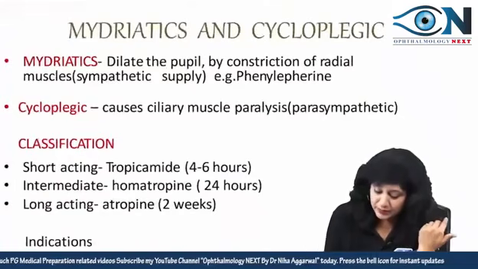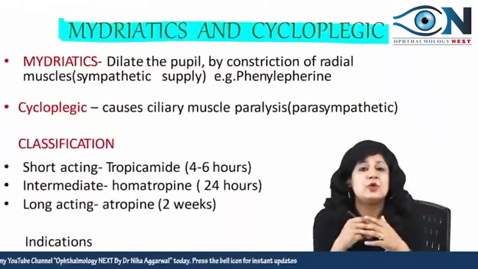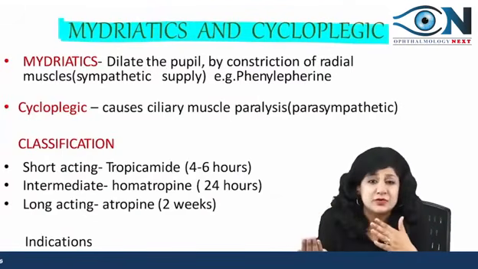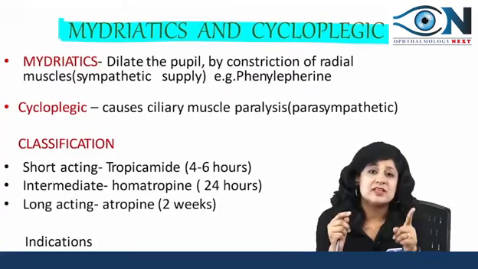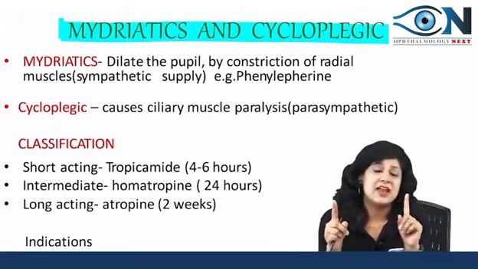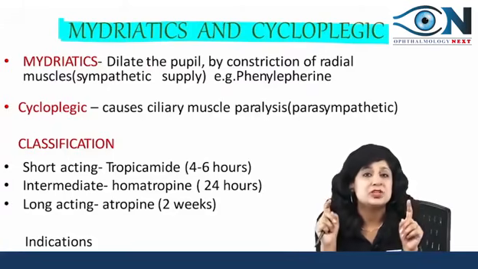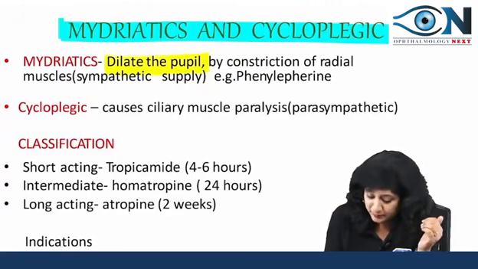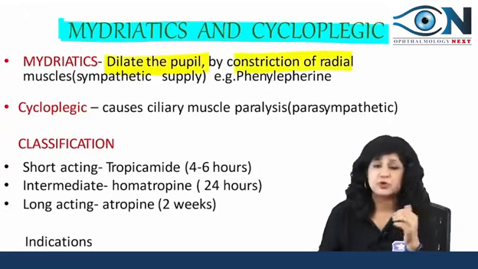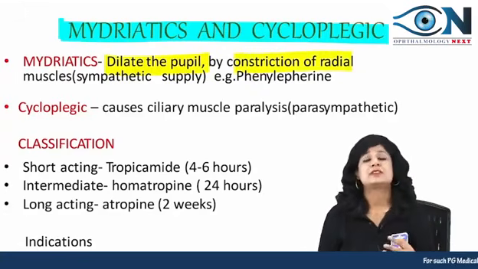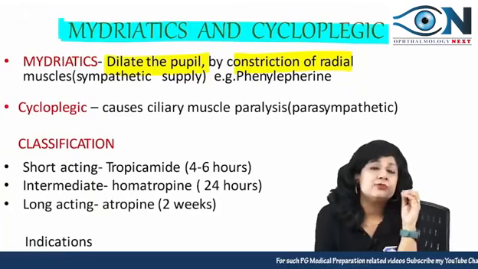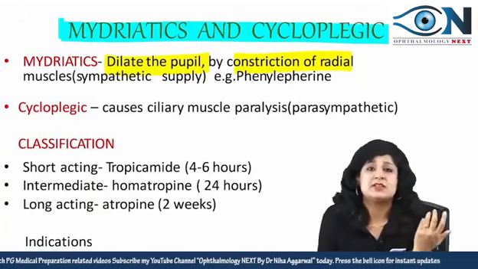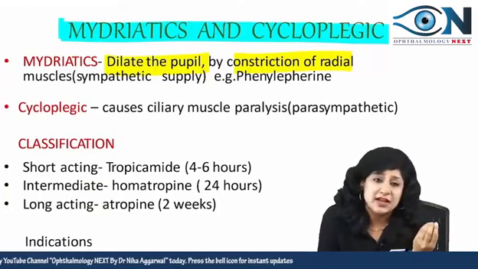Then we have the mydriatics and cycloplegics. I think nobody can forget that this is the treatment of choice of acute anterior uveitis. We have two things here, one is the mydriatics, one is the cycloplegics. Mydriatics means they are dilating the pupil, cycloplegics means paralysis. So, basically they are doing two things: dilating the pupil and also relaxing the ciliary muscle. So, they are giving full relief to the ciliary muscle spasm, and that is why they are considered the drug of choice of acute anterior uveitis.